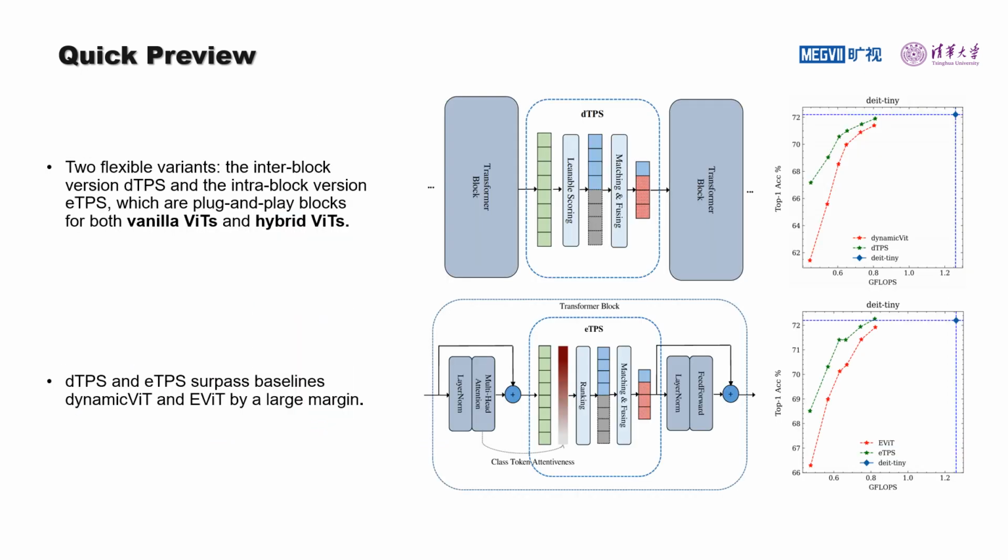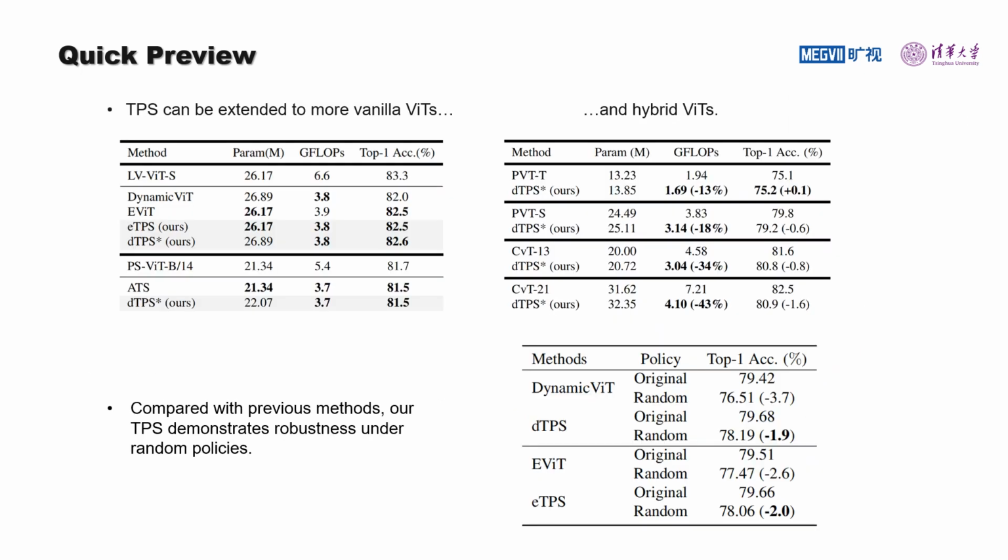For a fair comparison with prior methods, and also to show our flexibility, we designed two variants of our TPS, including DTPS and ETPS, one for the interblock pruning and another one for the intrablock. They are both easy to plug into vanilla or hybrid ViTs. As you can see, they both pass the two baselines and other state-of-the-arts, and show higher robustness under our random experiments.